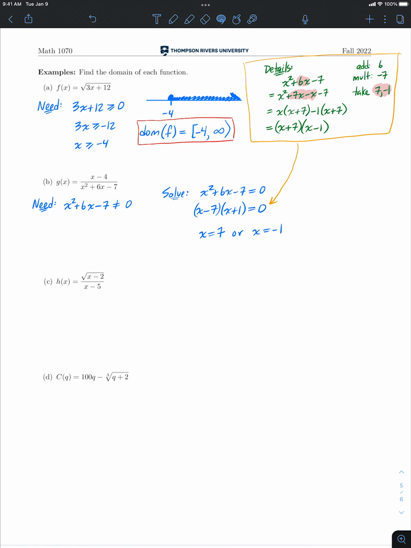So those are the two values of x that make this equation true, or alternatively, make this statement false. To figure out what the domain is, think of it this way. I'll draw the sketch over here. Think of the domain as everything, but we're going to throw away the points negative 1 and 7. So put open dots there and just shade everything else.